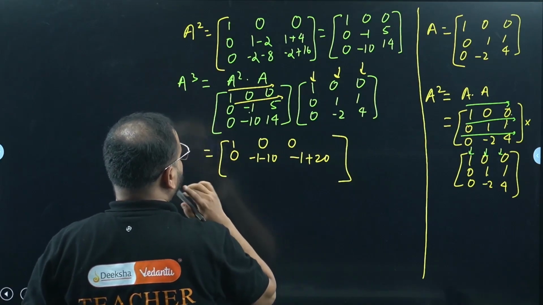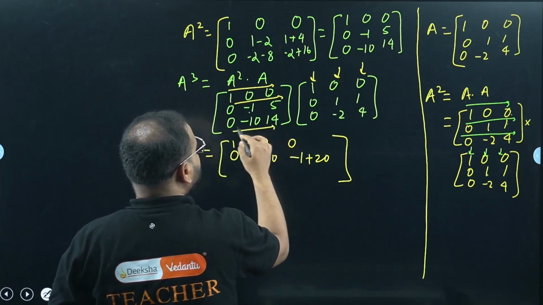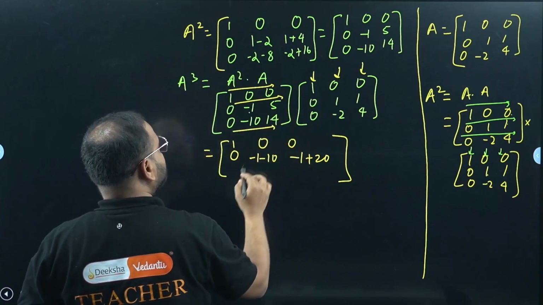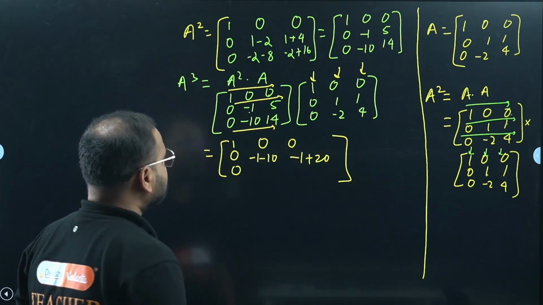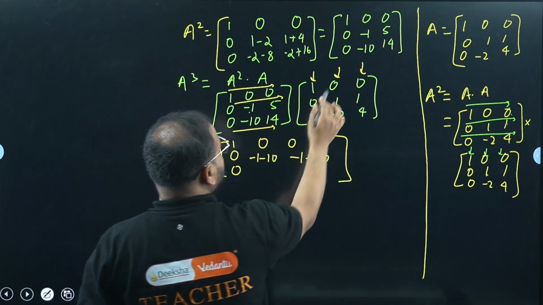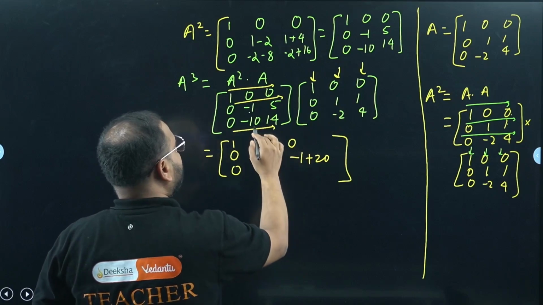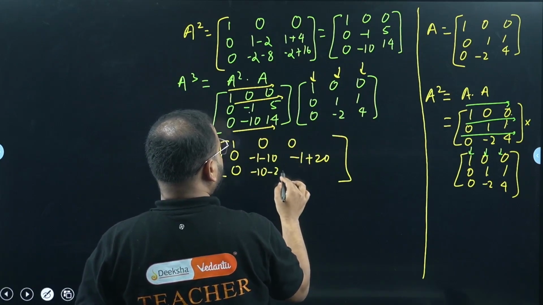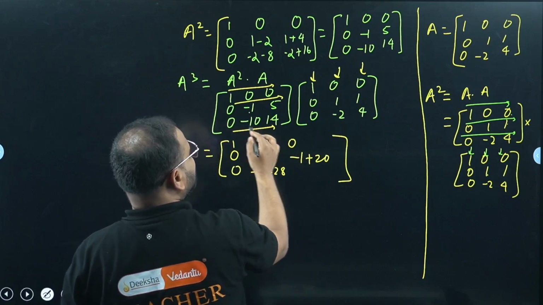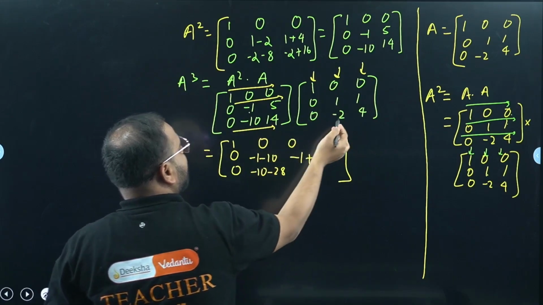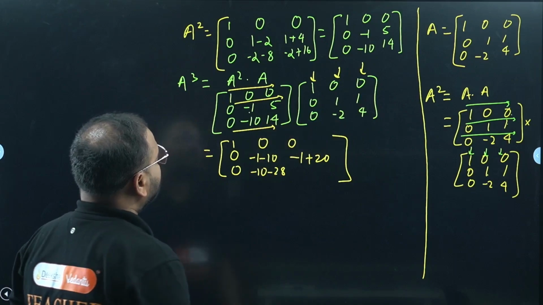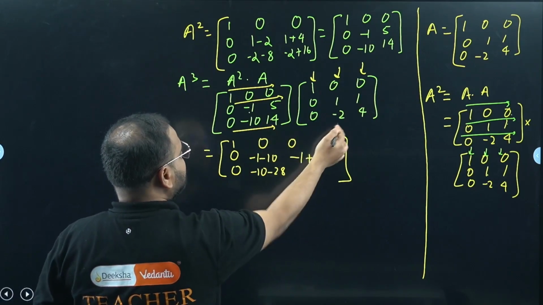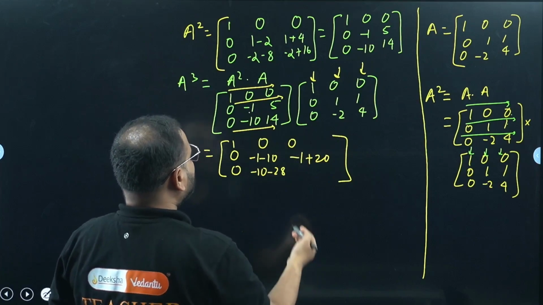Let's see the last one. So third row, 0 with 1, so 0. Minus 10 with 0, 0. 14 with 0, 0. So this is 0. What about next? This with the second column we'll do. 0 times 0 is 0. Minus 10 times 1 is minus 10. And 14 times minus 2 is minus 28. Check here. Yes, 14 times minus 2 is minus 28. Okay, correct.